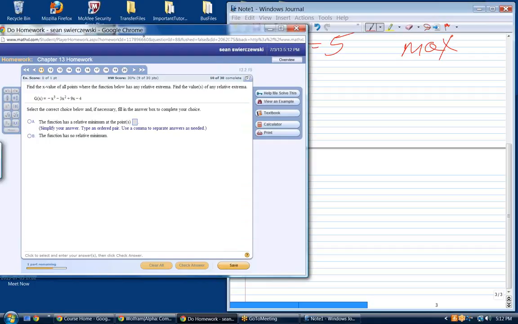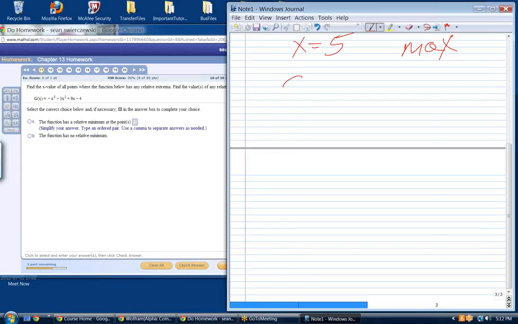All right. At least these are whole numbers. Yes, exactly. Find the values of any relative extrema. Okay, so what's the first step? I actually do not know. Take the first derivative. Oh, okay. What's the first derivative?